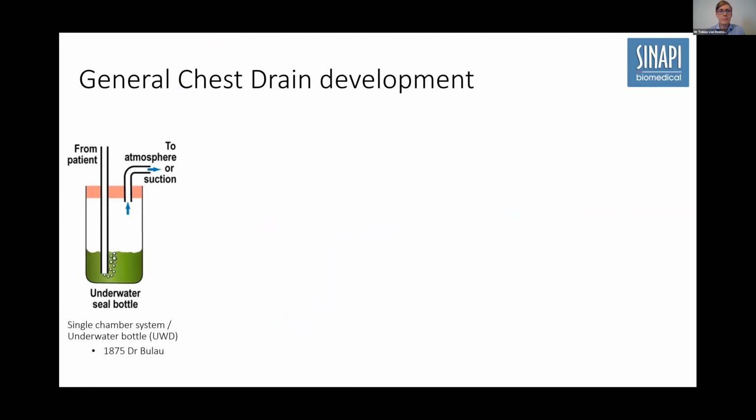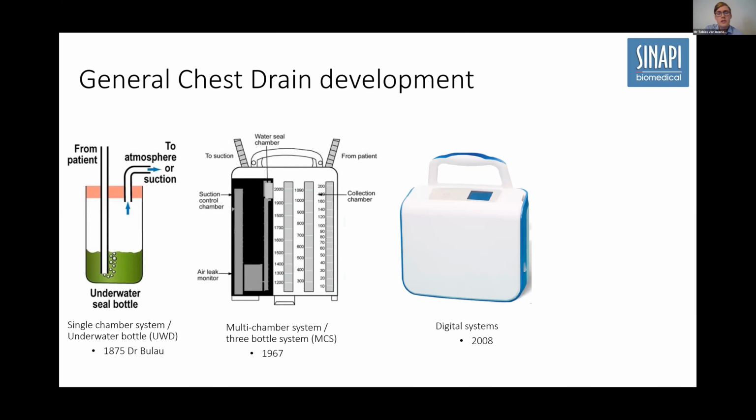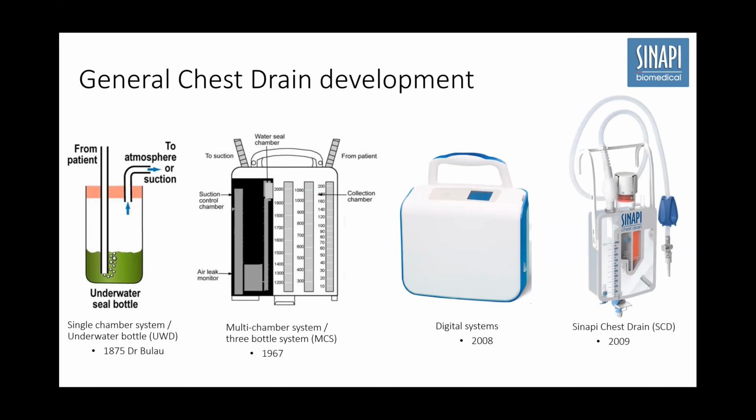General chest drain development started earlier. Literature shows that in 1875, the earliest bottle was used by Dr. Bulau, a single water system. Then we have a multi-chamber system. Earlier literature for 3-bottle technology is around 1967, early 1970s. We have the digital systems. Earlier literature shows about 2008 they started to enter the chest drain field. And then the Sinapi chest drain was officially launched in 2009.